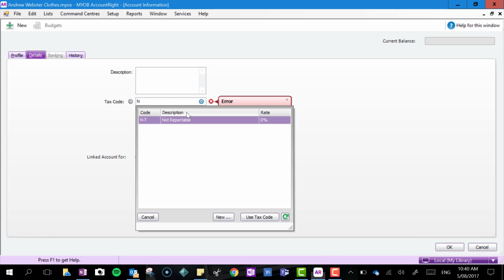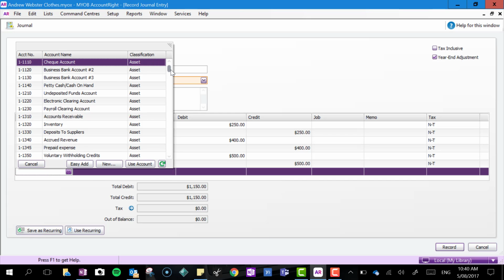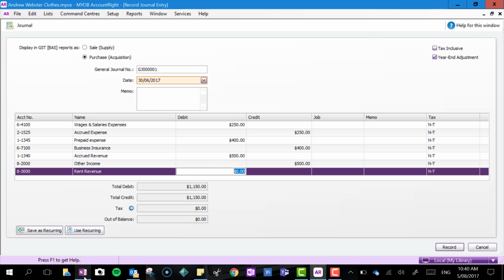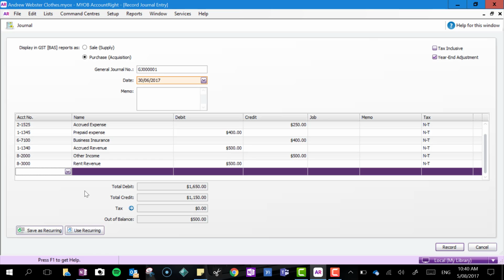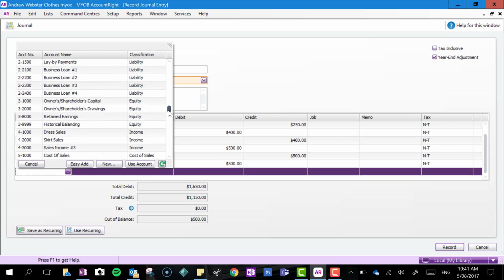Okay, that. Tax code is NT. Okay, that. Our rent revenue is for 500. Let's choose that account. It's 8-3000. It was for 500. Tab across. The credit is unearned revenue. So let's see if that's in there. That'll be a liability. Unearned revenue. You can see it's not in there.